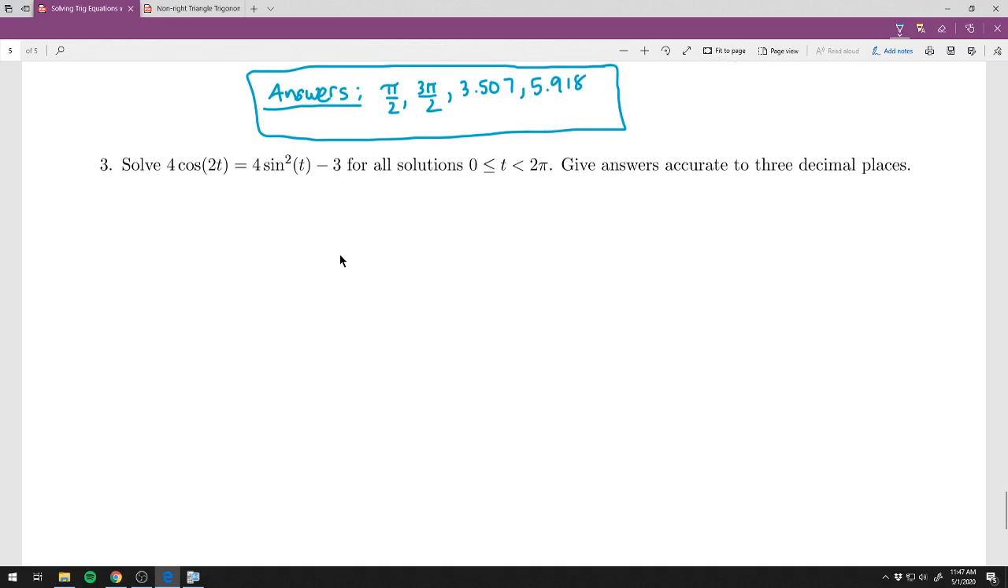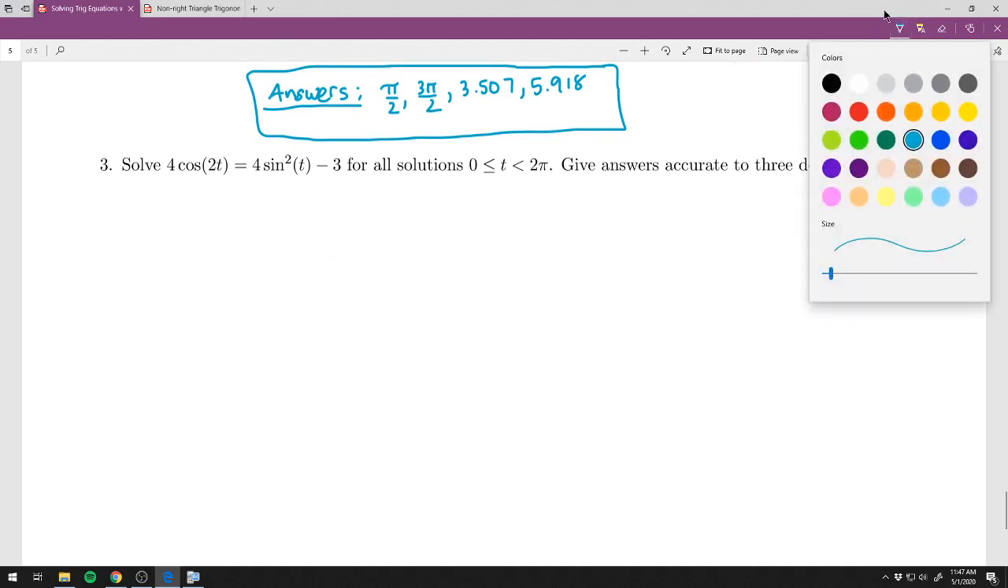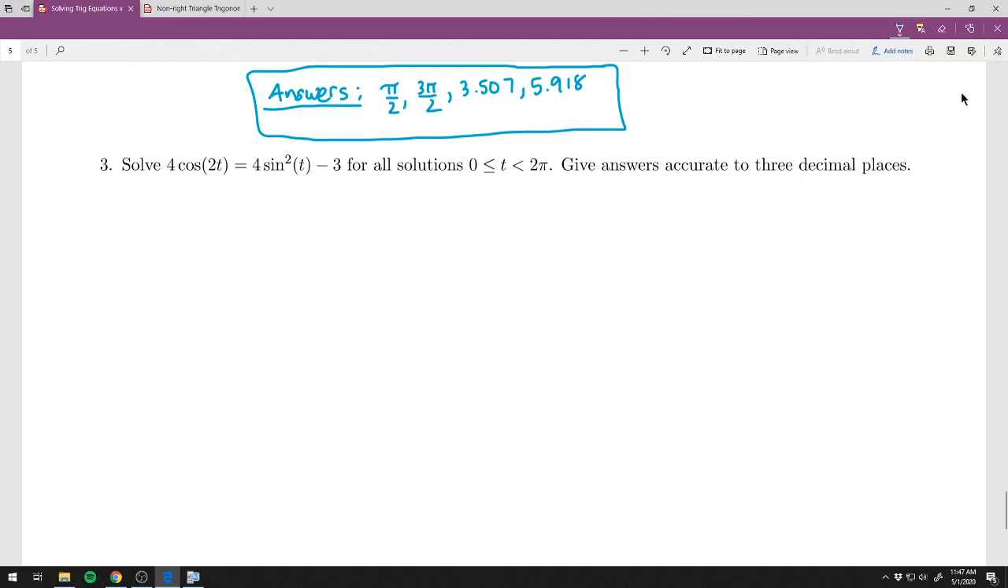All right, so this one says solve for cosine of 2t equals 4 sine squared of t minus 3 for all solutions between 0 and 2 pi. Now, just like last time, you notice these different angles. We must make both angles t. We want to make it the same and simpler angle.